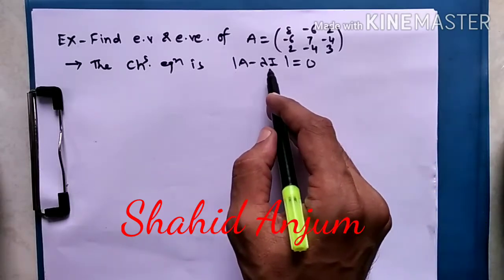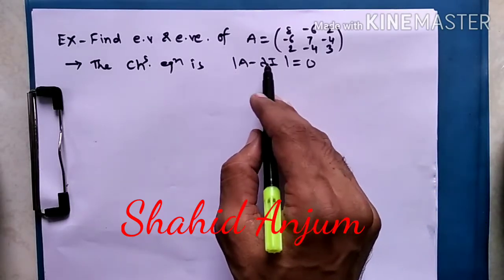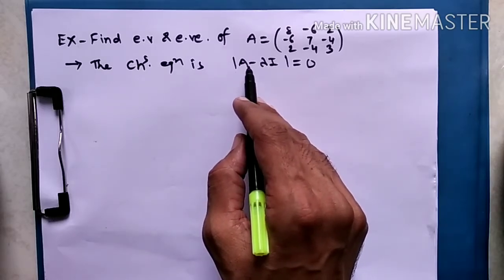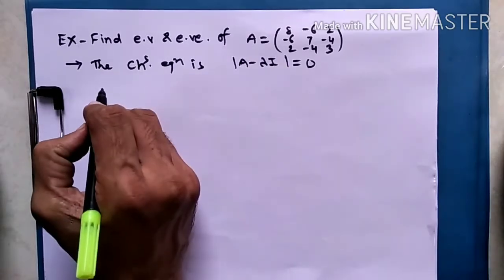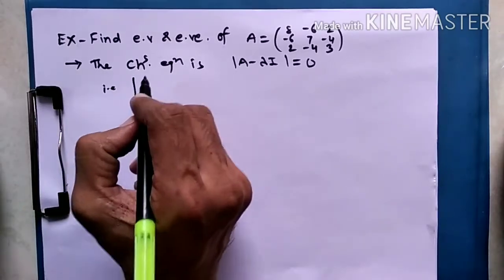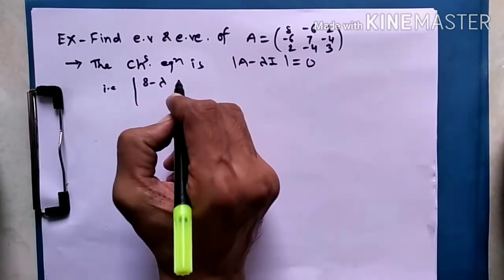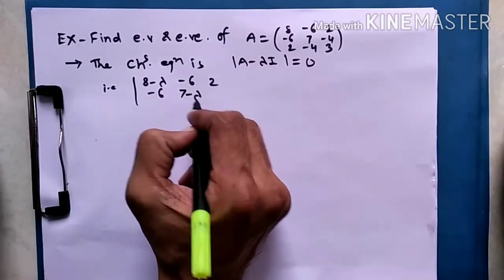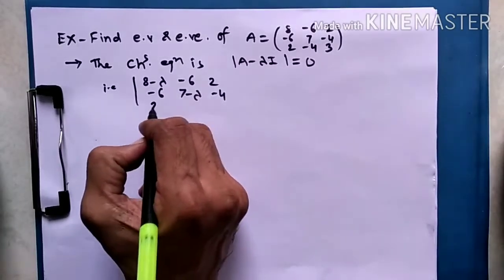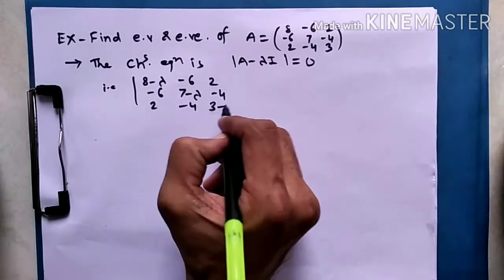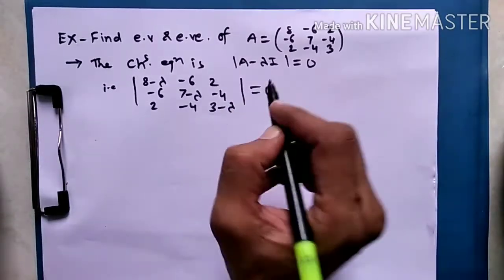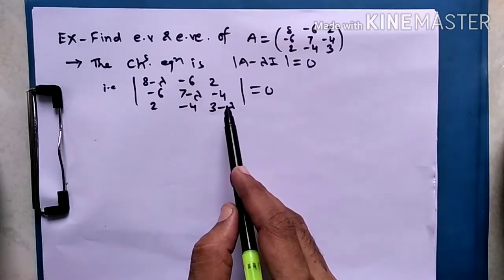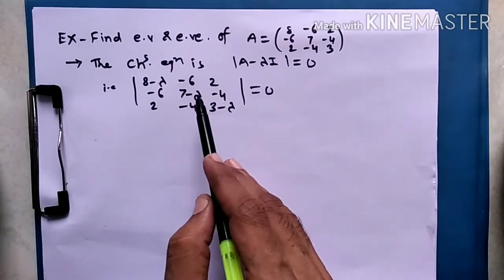So A minus lambda I under determinant. We just need to subtract lambda from each diagonal element of the given matrix. So this will be the determinant of [8 minus lambda, minus 6, 2], [minus 6, 7 minus lambda, minus 4], [2, minus 4, 3 minus lambda] equals 0. So we just subtract lambda from each diagonal element, and the remaining elements stay as they are.